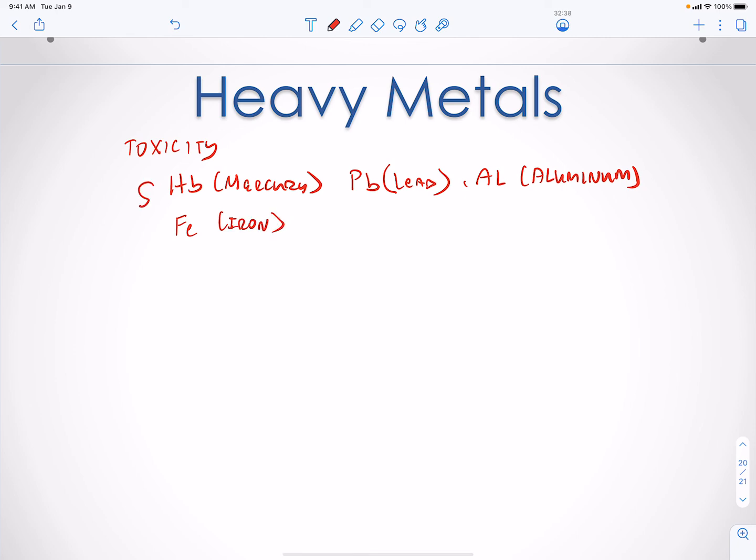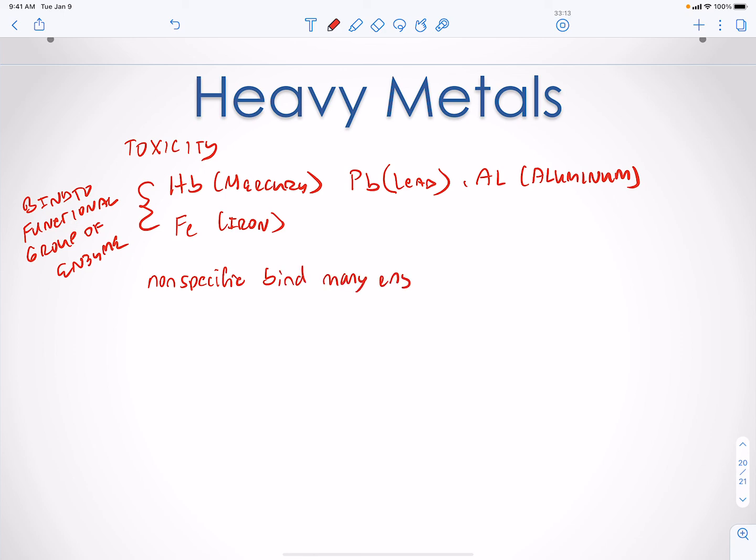And so all of these are going to bind to the functional group of an enzyme. And so these are going to be very nonspecific. And so, for example, your mercury poisoning will bind to sulfhydryl groups. And so they bind many enzymes. They're going to disrupt many interactions. So our mercury binds to sulfhydryl groups.